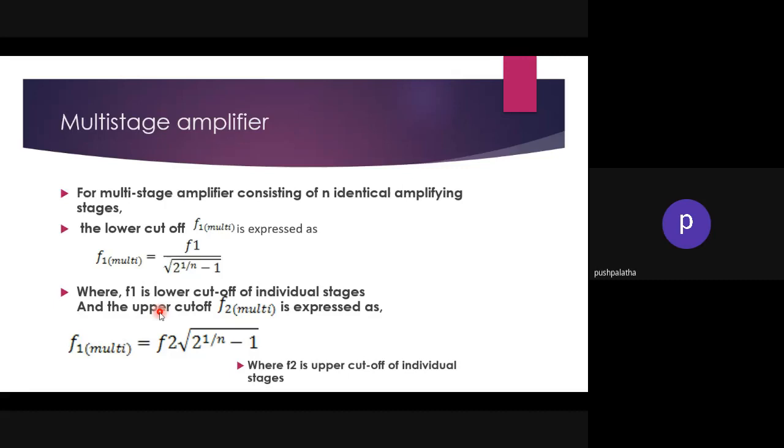Similarly, for the higher or upper cutoff frequency, it is f2 times the root of 2 to the power 1 over n minus 1, where f2 is the upper cutoff of the individual stages, right? Now we know f1, which they have given as 100 Hertz, and f2 as 20 kilohertz. Now we will substitute and find.